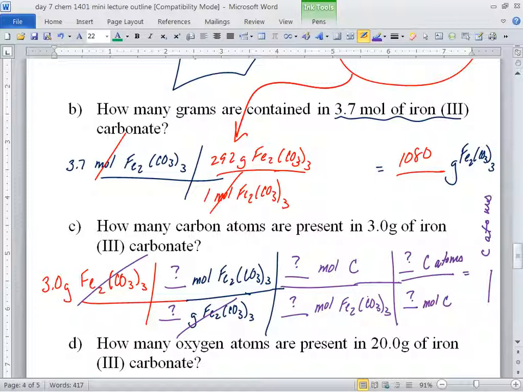And then I've got to get rid of this moles of iron 3 carbonate, get it into moles of carbon. So my moles of iron 3 carbonate will cancel. And then my moles of carbon will cancel. We just got to put in the right ratios, the right numbers. See if you can figure out what those numbers will be.